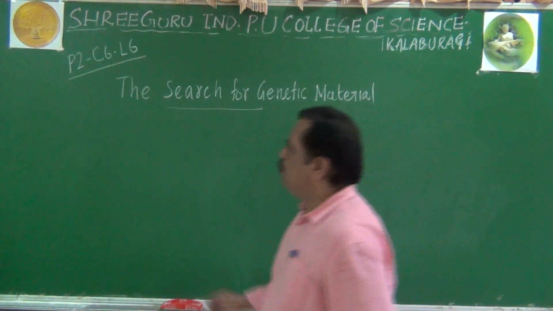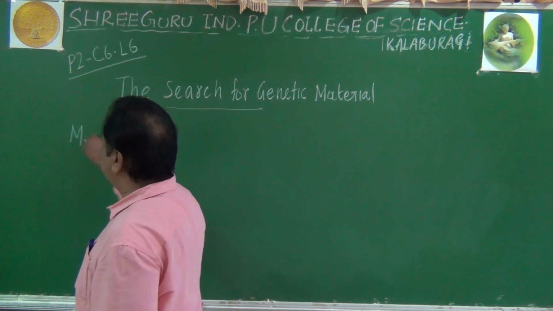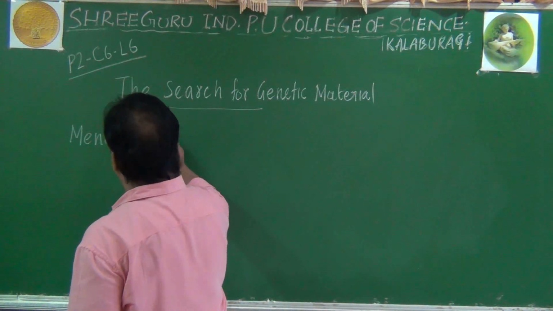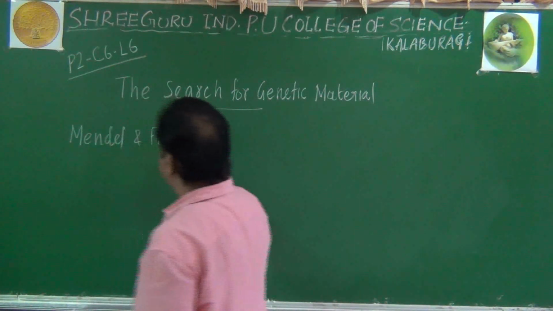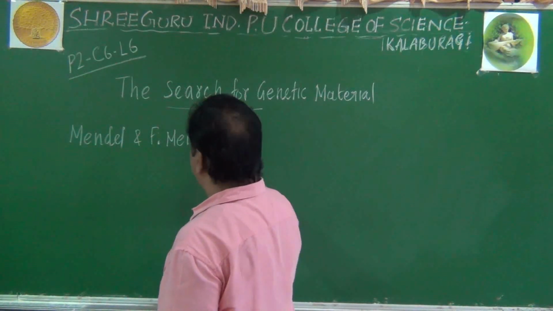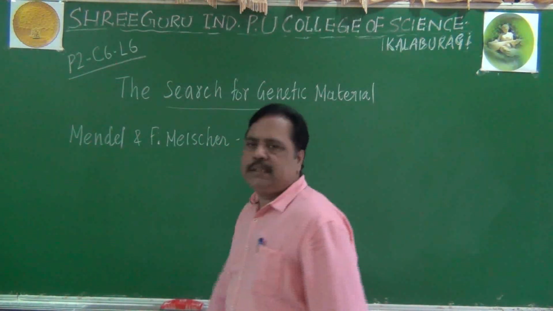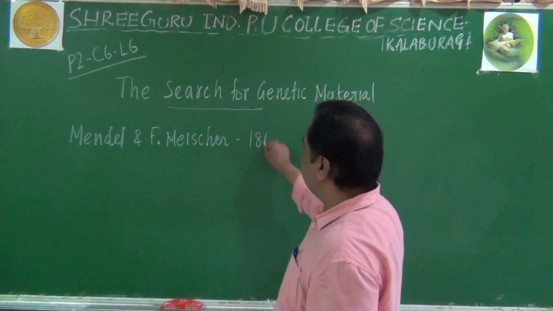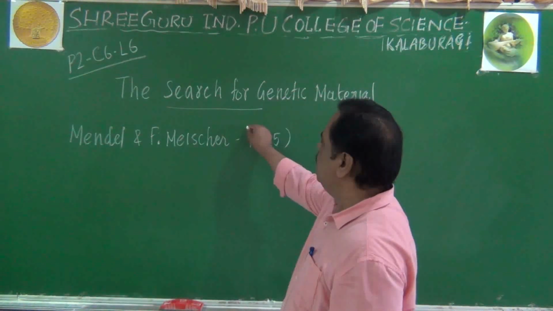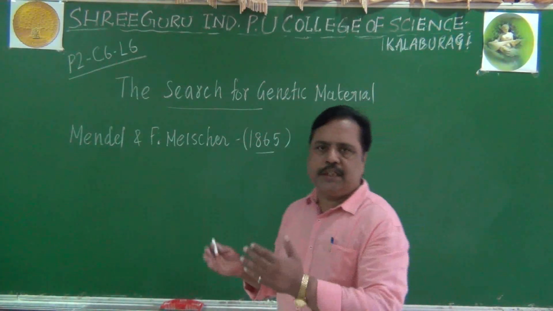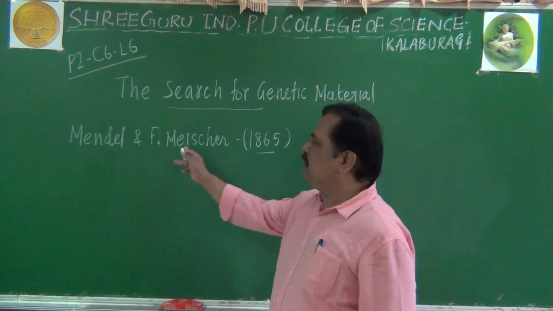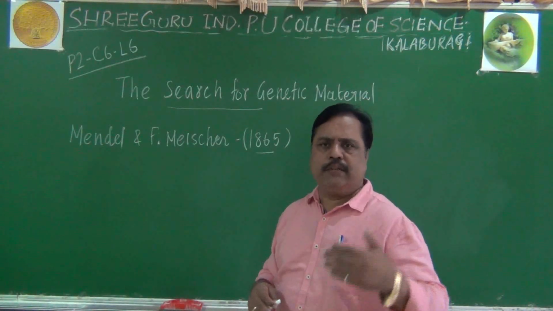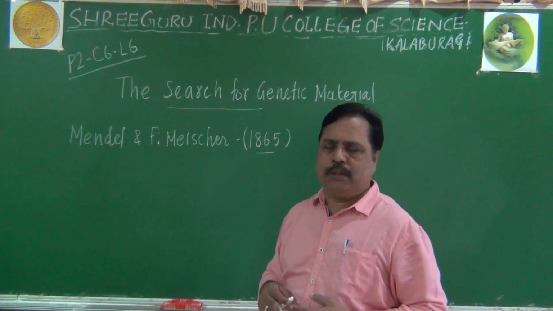Actually, Mendel and Friedrich Miescher, these two scientists are contemporaries. Contemporaries means around the year 1863-65, in that time only, the 1860s. Late 1860s, these two were working actually. Of course, in different countries, and they performed different natures of work.